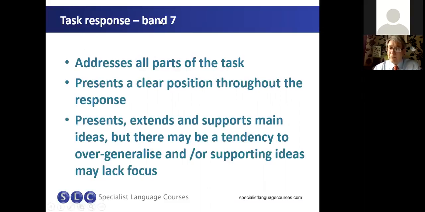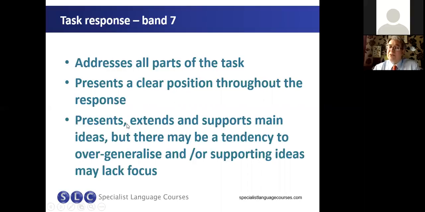But this I've copied from band 7. That's the band we should be looking at. You need to have addressed all parts of the task. You need to present a clear position throughout the response. The examiner needs to know what you think. What is your opinion? What are you saying here? So if it's ambiguous, or you have opposite views, and we're not sure which is yours, then you'll lose marks. This is important.